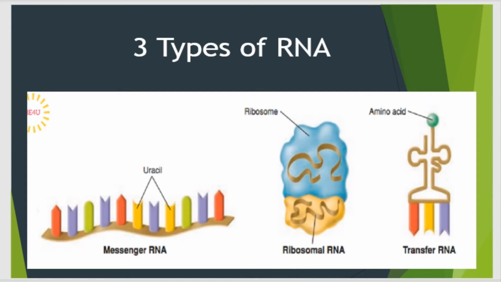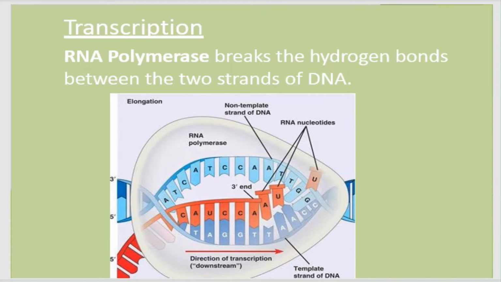So we have three types of RNA. We have messenger RNA, ribosomal RNA, and transfer RNA. Messenger RNA is the type of RNA that is produced in the transcription process. Ribosomal RNA is the RNA where messenger RNA is attached. And the transfer RNA is the type of RNA that carries specific amino acids based on the codes of the messenger RNA. So what happens during the process called transcription?